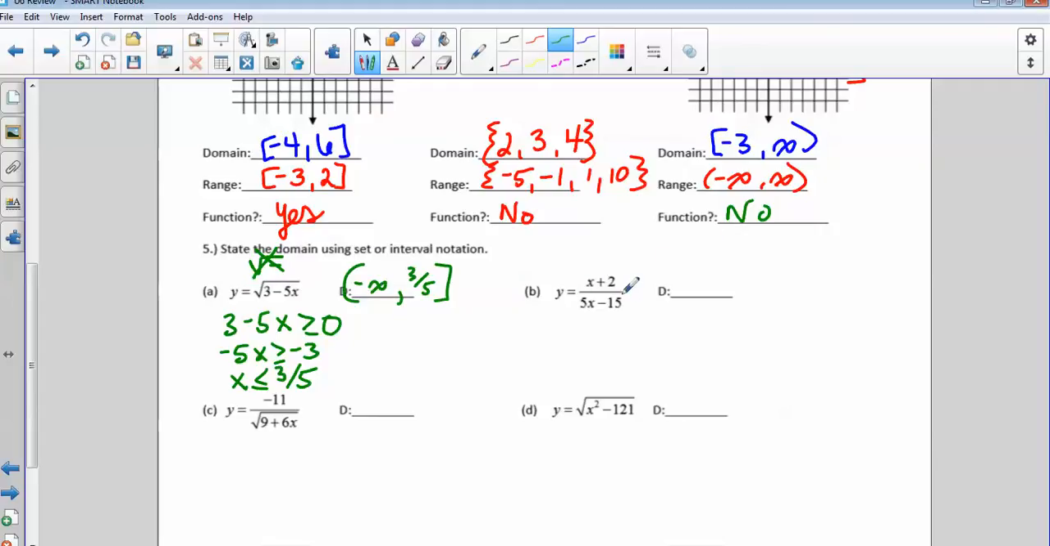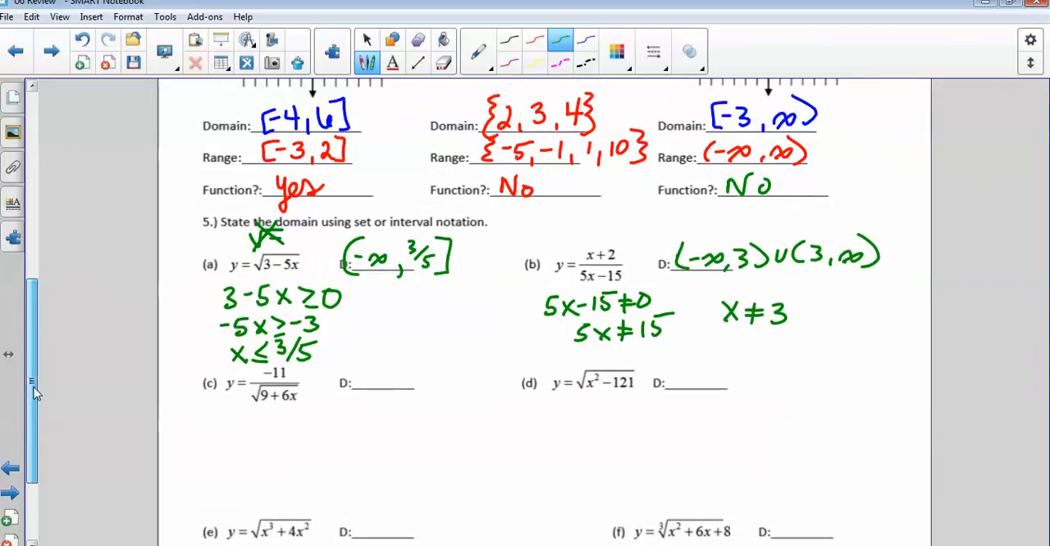In B, I have a denominator. Your denominator is not allowed to equal 0, so I'm going to write 5x minus 15 cannot equal 0, which means 5x cannot equal 15, and x cannot equal 3. So my domain is all real numbers except for 3, and in interval notation that would be negative infinity to 3, and 3 to infinity.